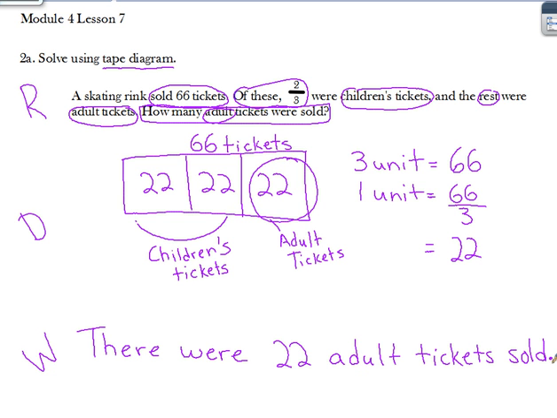I check my statement. There were 22 adult tickets sold, and make sure that it complies with the question they are asking. How many adult tickets were sold? 22 adult tickets were sold. So I know I have completed my problem.